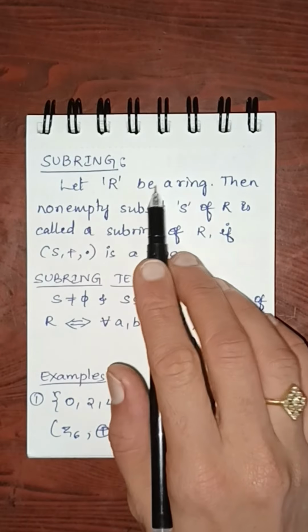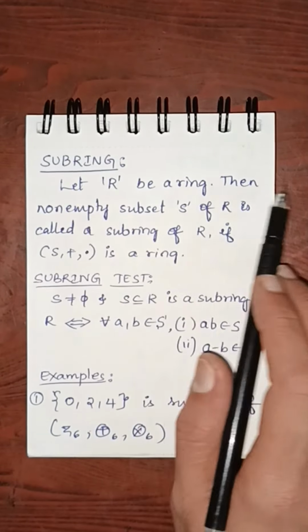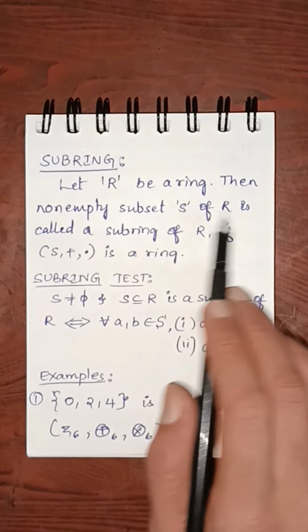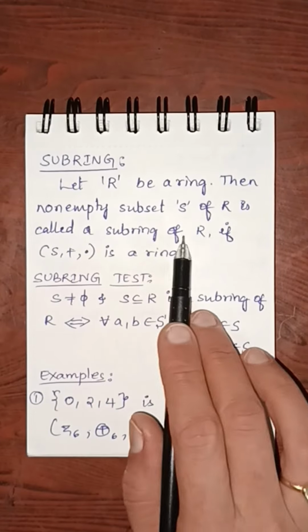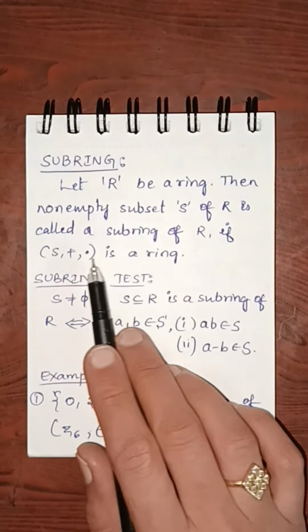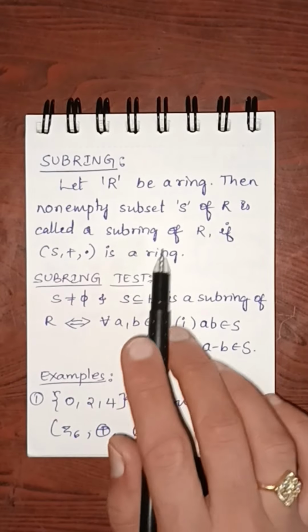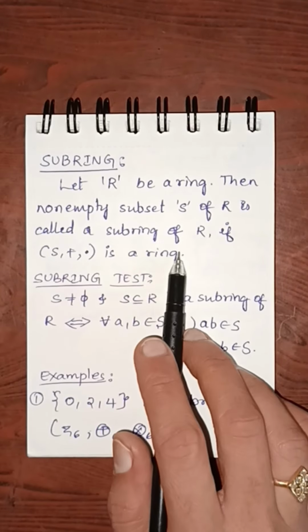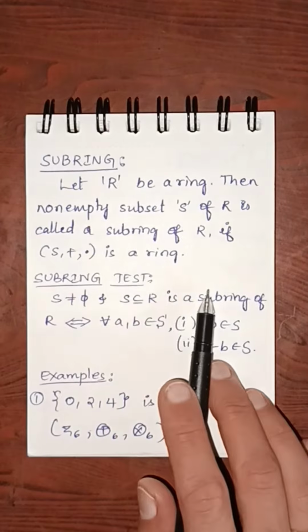What is a subring? Let R be a ring, then a non-empty subset S of that ring R is called a subring of R if S, under the same operations as those of R, is a ring. S itself forms a ring, then we call such a subset of R a subring of R.